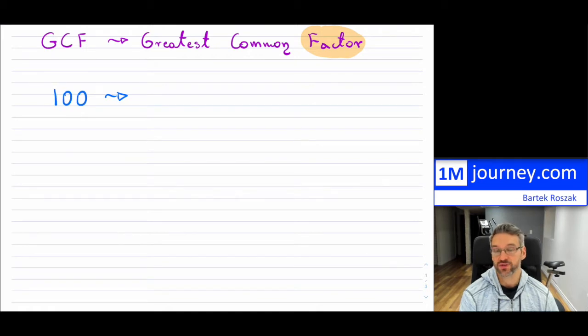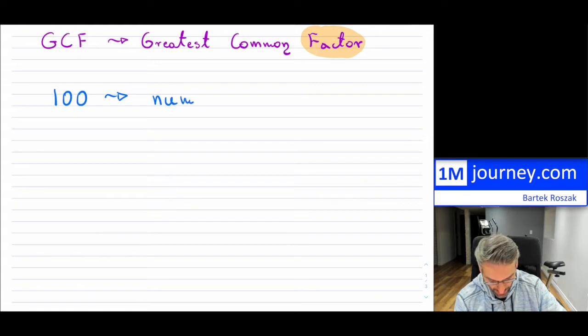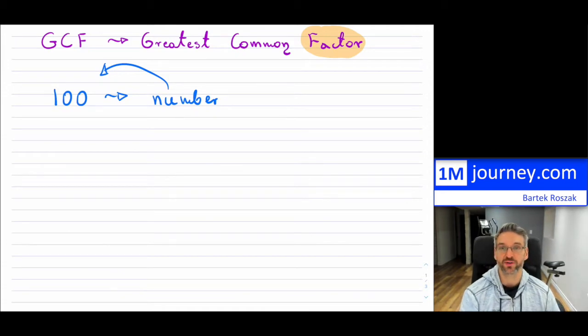Well, it turns out that a nice, easier way to think about factors is this: any number that evenly divides into 100. So you can take the number and divide it into 100 and you're not going to get any remainders. And that turns out to be a factor.